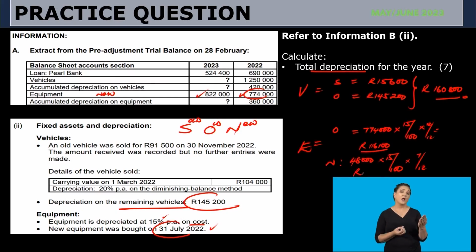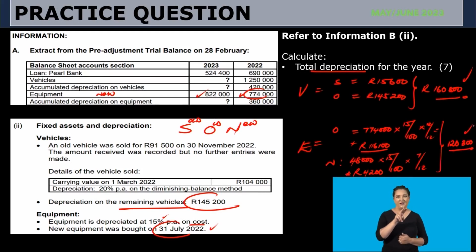Punch that in your calculator. How much do you get? All right, you get 4,200. Now, I'm going to add this one plus this one. And how much do I get? I end up with 120,300. So I'm going to add that one now.